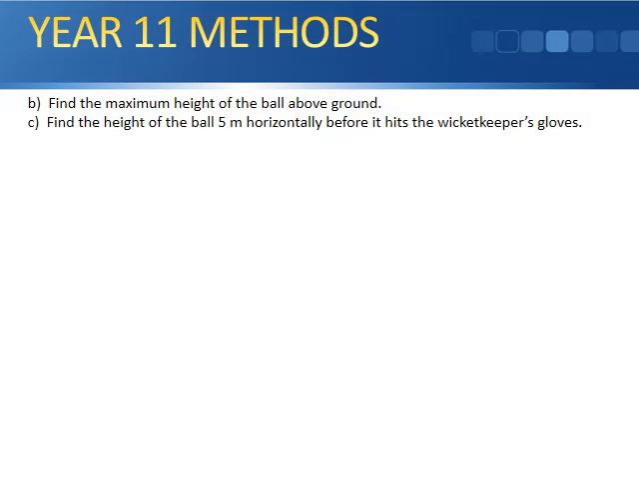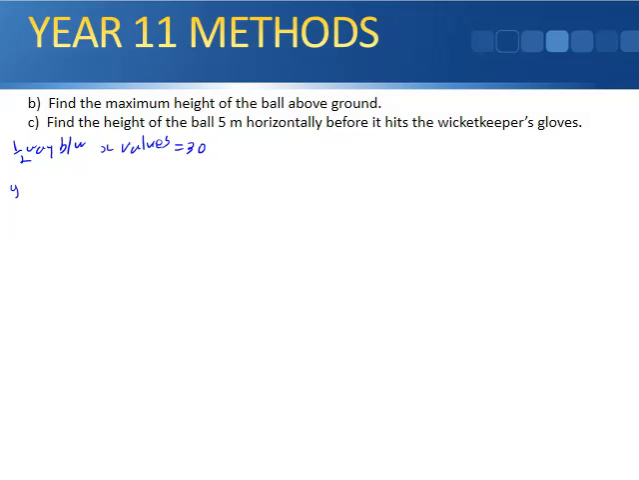Part B says find the maximum height of the ball above ground, and C, find the height of the ball 5 metres horizontally before it hits the wicketkeeper's hand. So for the maximum height, remember we want to go halfway between the x values. That's what my x part will be of the height. Halfway between the x values, which are 0 and 60, is 30. So the x part is 30.